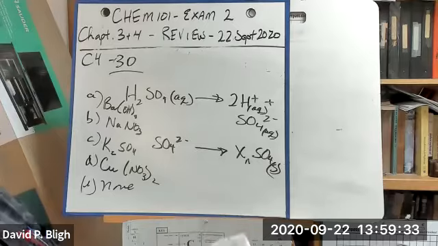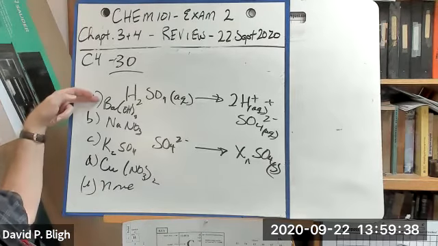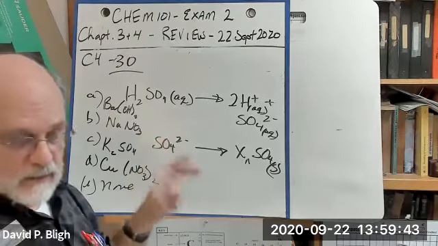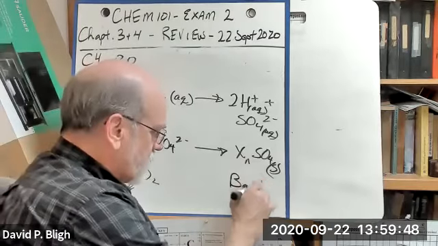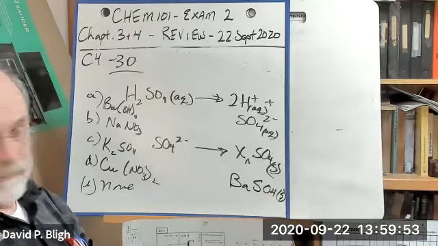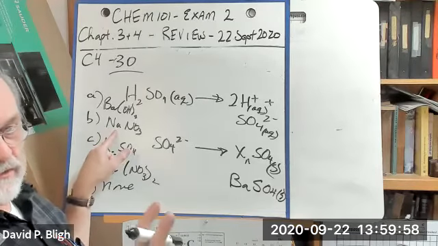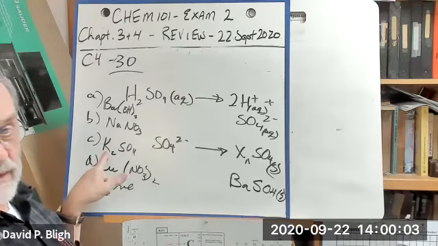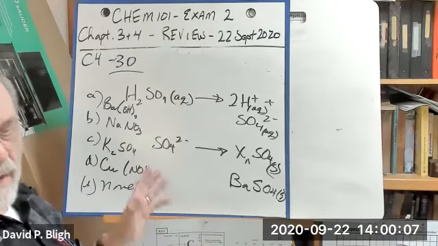Okay, let's look at these. How about barium and sulfate? If you look up barium sulfate in your chart, you'll find that it's insoluble. So barium sulfate is a candidate. That may very well be the one. Let's look at these others. Sodium sulfate, soluble. All sodium salts are soluble. Potassium, all alkali salts are soluble. Copper sulfate. Look it up in your chart. Copper sulfate is soluble too.